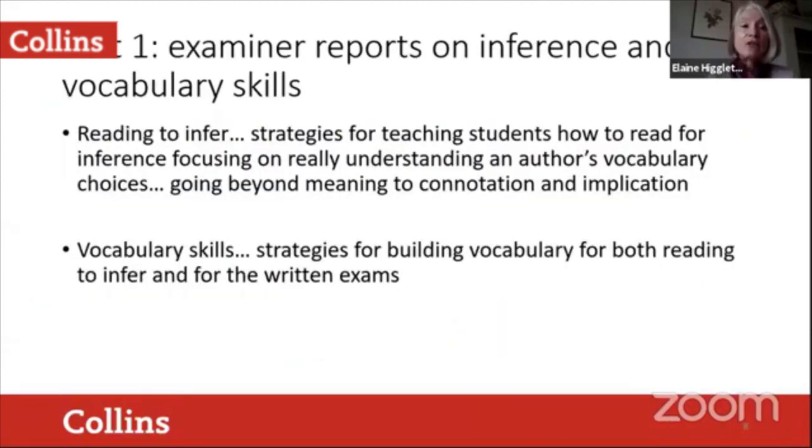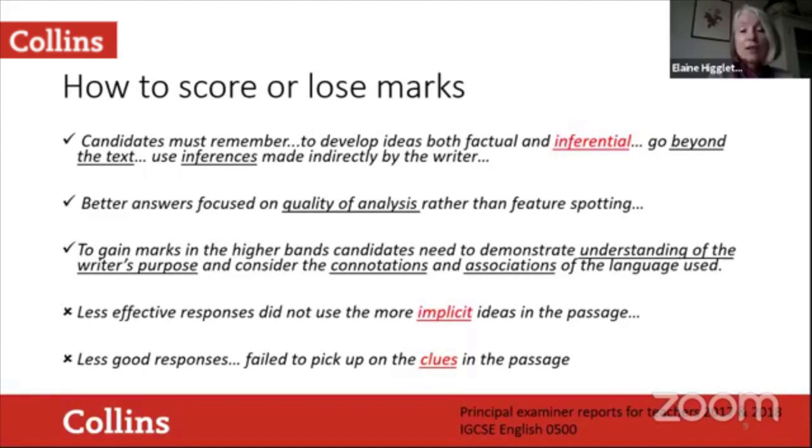In the first part on the 18th of June, we looked at the examiner's reports on the importance of reading to infer and vocabulary skills. They're linked, because one of the ways we can teach children to read to infer is to really help them understand the connotations of different words and what words are implying. This is what we looked at in the first webinar. We talked about these comments from the examiners: candidates must remember to develop ideas that are inferential. They have to look for implicit ideas in the passage, and pick up on the clues that the writer is giving them in their choice of words.